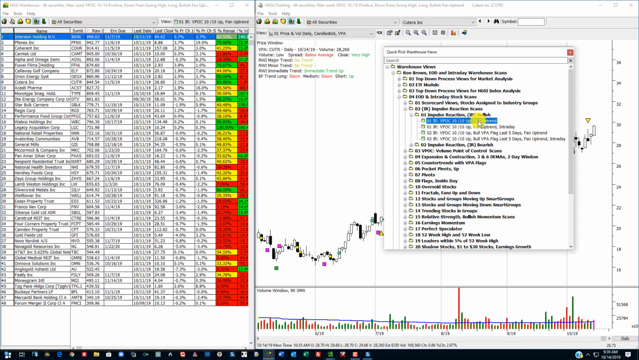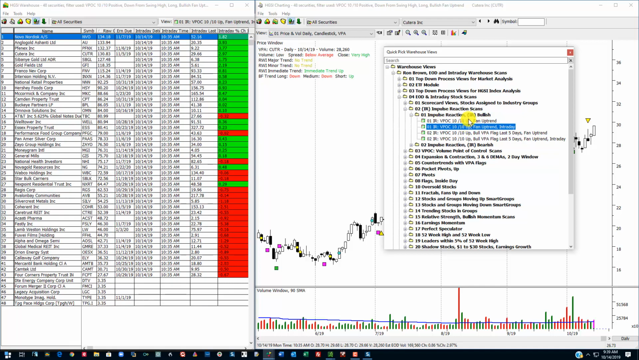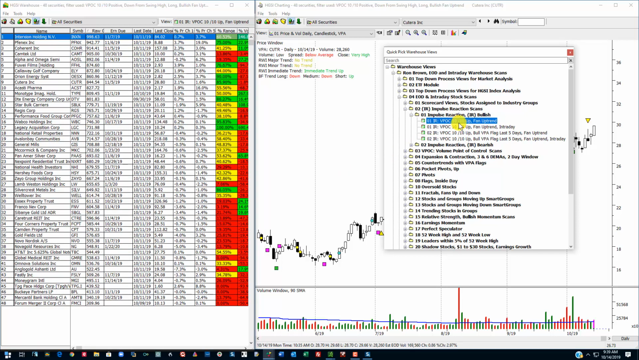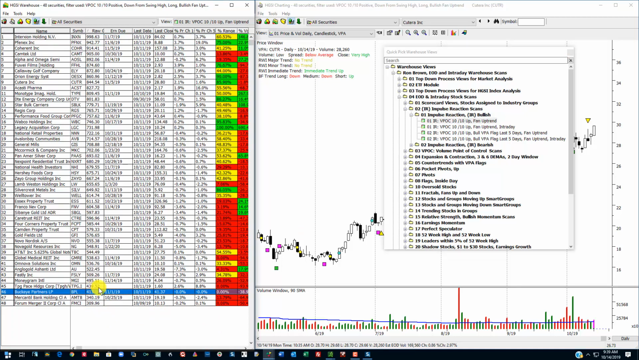This is the end of day scan here. This is the intraday. Now, when you see something like this using Thinkorswim for the intraday data, if it's blank, that means these symbols are not being tracked or recorded by Thinkorswim. So there's nothing wrong with HGSI. They're just not showing up in Thinkorswim. So you'll have the end of day quotes, but you will not have the intraday quotes on those.